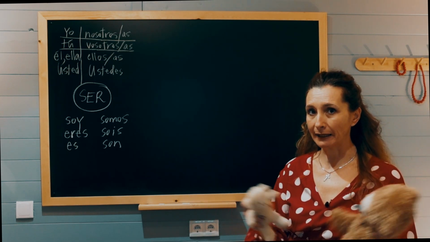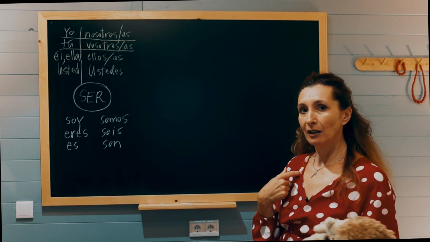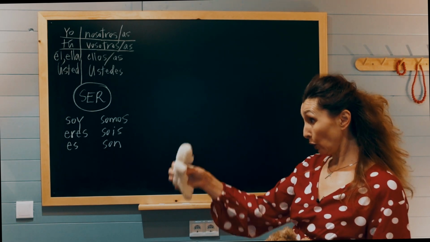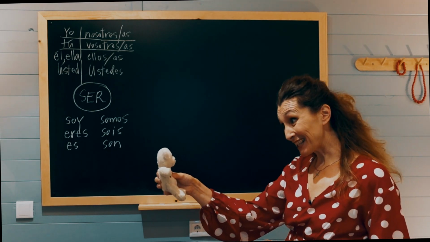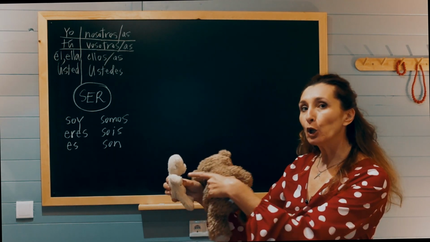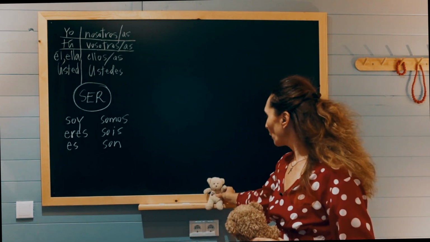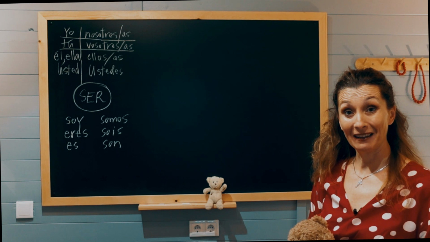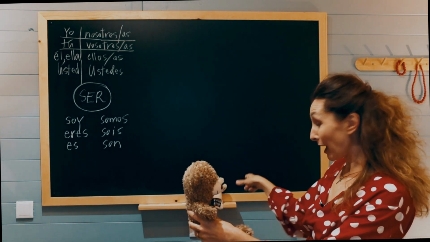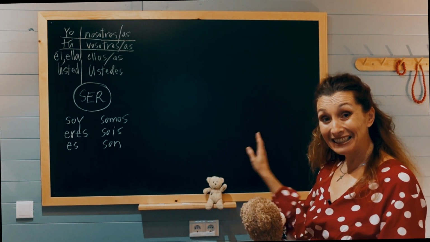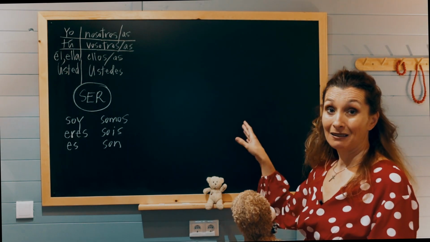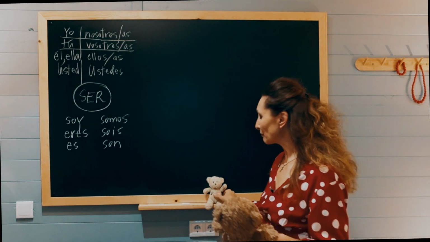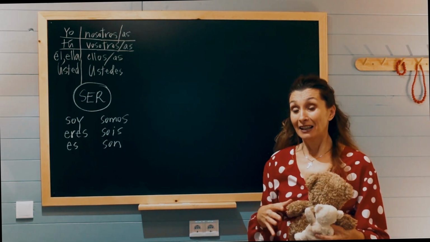Now they have a meaning. Now when I say soy, I know I'm saying I am. And when I look at you and say eres, I know I'm saying you are. Or when I say es and point to that little teddy bear there, I know that I'm saying this teddy bear, it is whatever, tiny, soft. Okay?